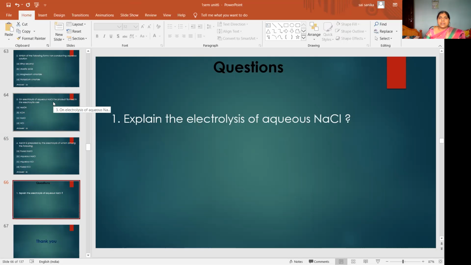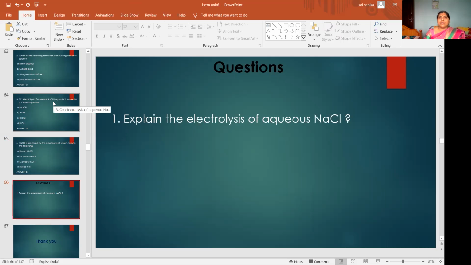Two metal rods are dipped, and these two rods are connected to the two poles of the battery. Whatever rod is connected to the positive pole of the battery, that is the anode. Whatever rod is connected to the negative pole of the battery, that is the cathode. Then on passing electricity, what is happening?